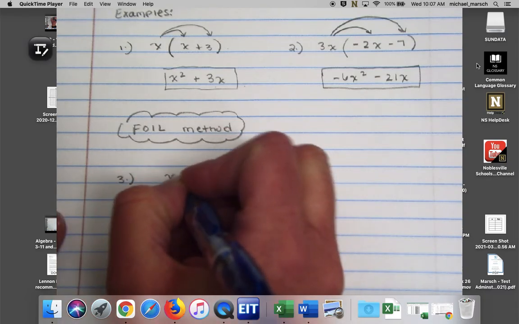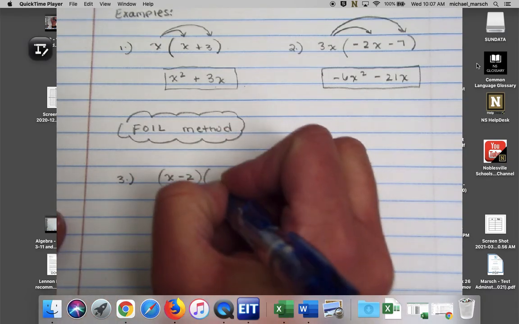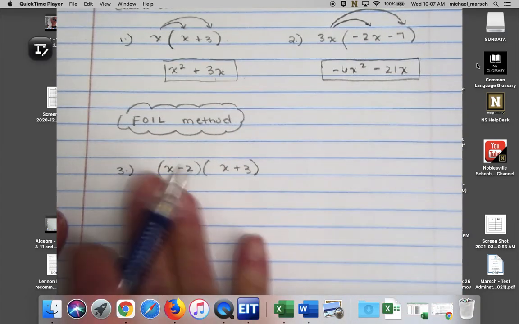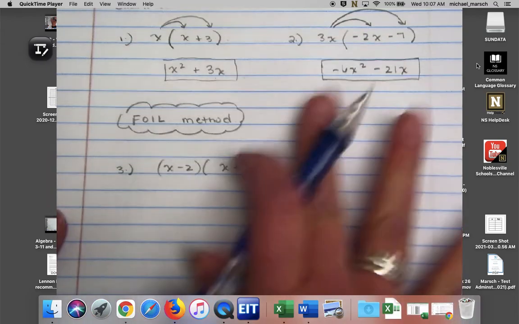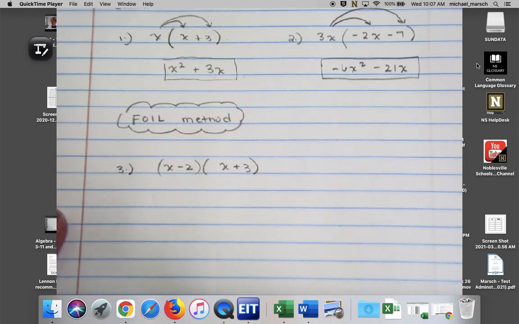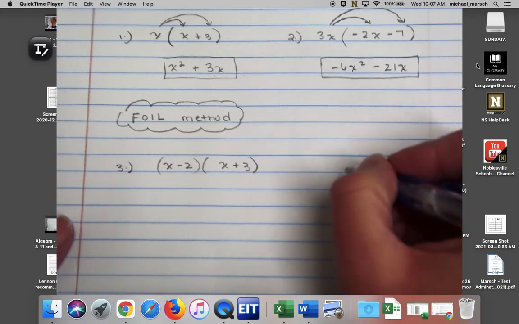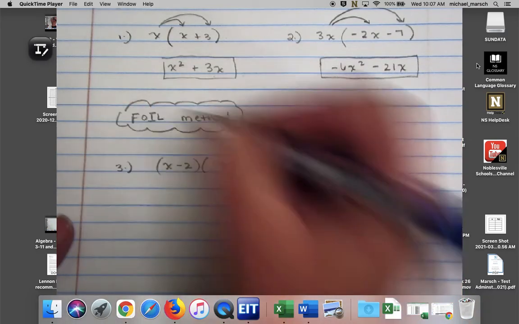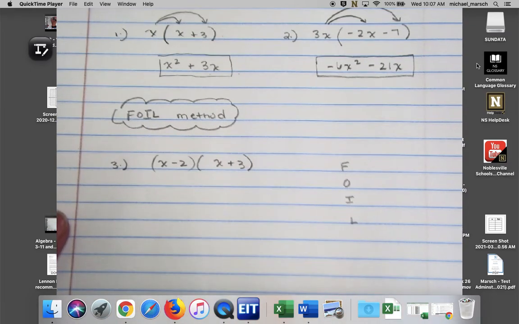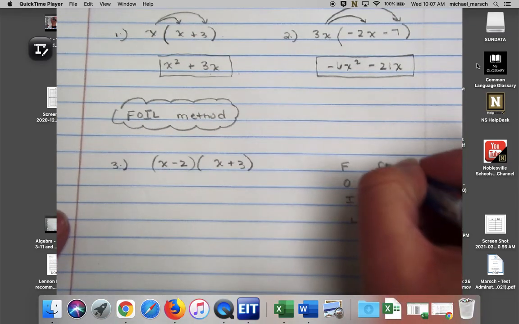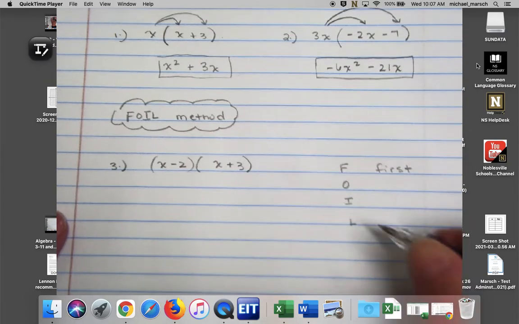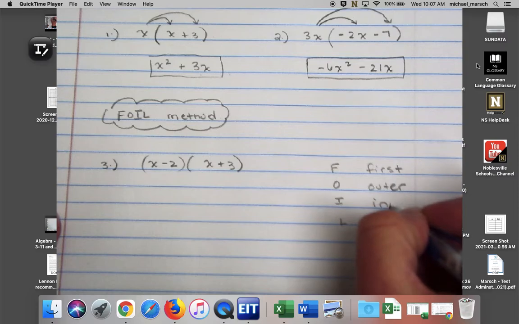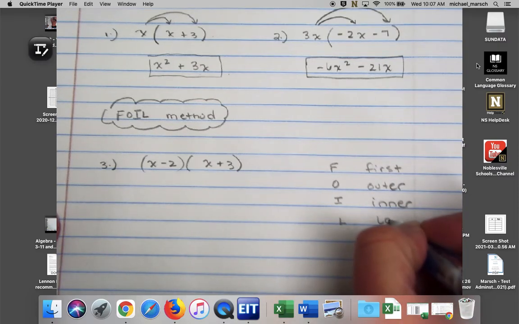We're going to multiply x minus 2 times the quantity x plus 3. Right? So we've got these two quantities we want to distribute, but we want to keep track of what we've distributed. So we're going to use F-O-I-L. I probably should make this a capital I over here, fancy like. Okay, so the F, if you remember from the video, stands for first. The O stands for outer. The I stands for inner. And the L stands for last.